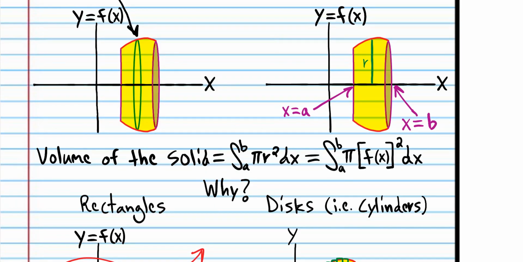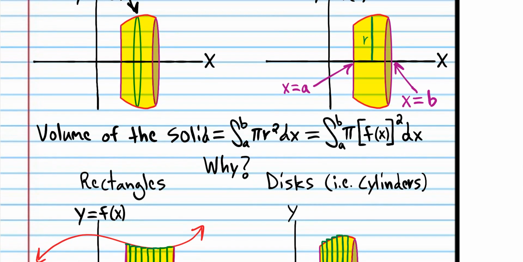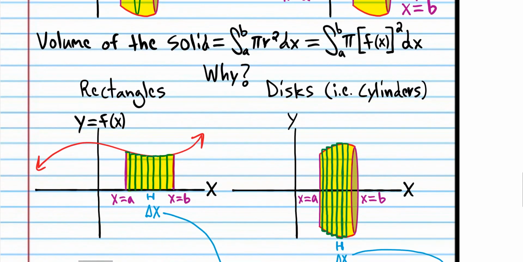But obviously people want to know, well, why is that? Why does the definite integral of the cross-sectional area give us volume? We could come up with a rigorous proof, but you're not really required to know how to do a rigorous proof of this. But mathematicians do like to ponder why this is.